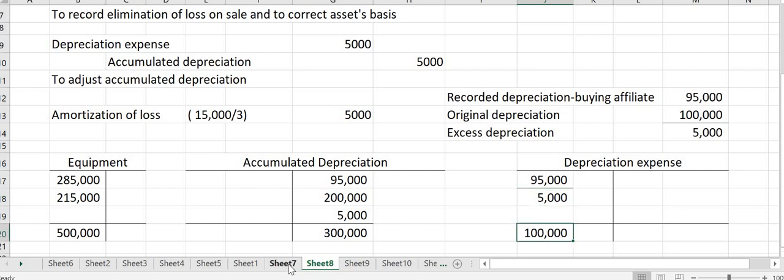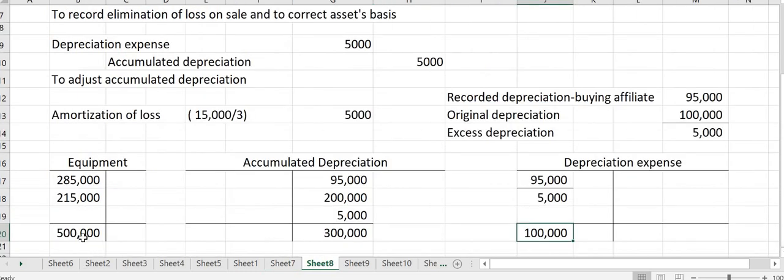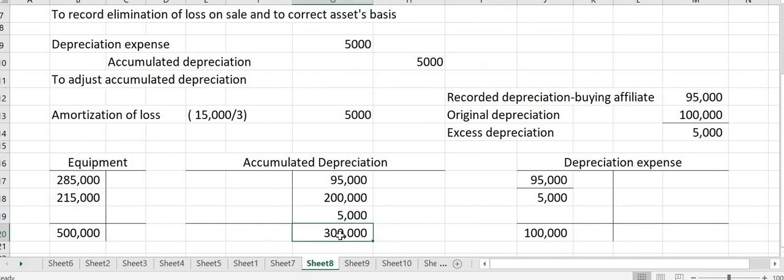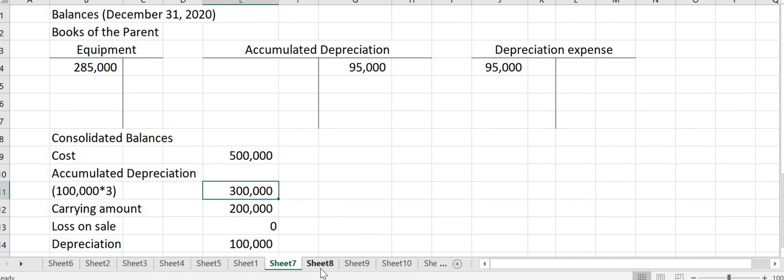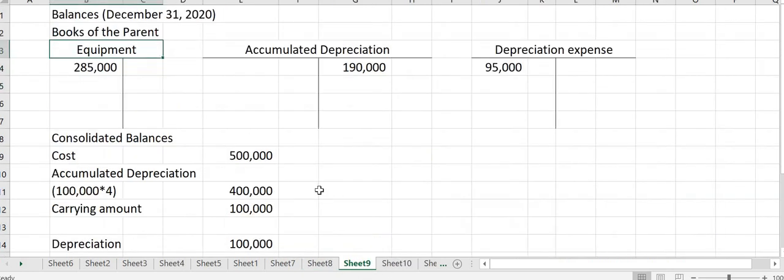So take note that we have actually the same balances, no? We have the cost, we have 500,000. Yung accumulated should be 300,000. Yan siya. So you have 300,000 also. And then you have the depreciation expense of 100,000. Yan. And of course, yung loss on sale was actually eliminated in the first entry. Okay? So we have on December 31, 2021. So 2021 na tayo. Yan.